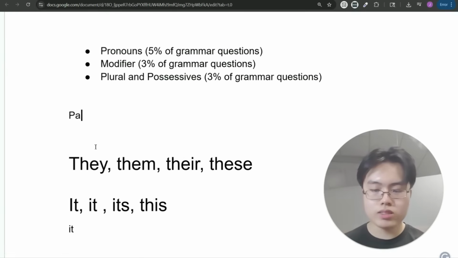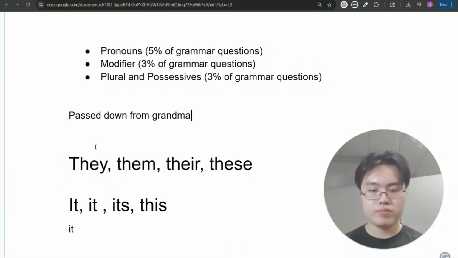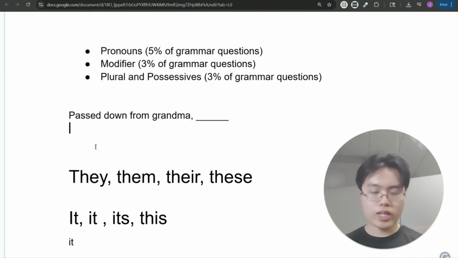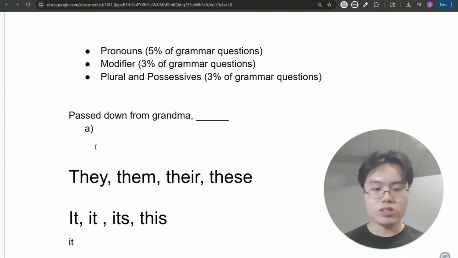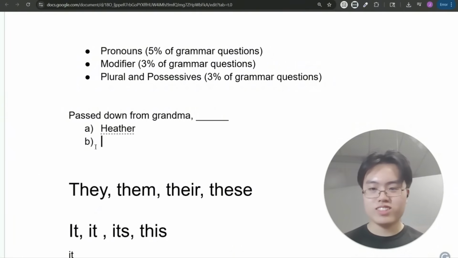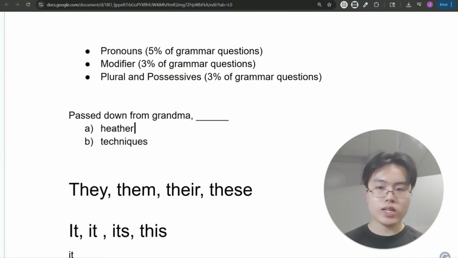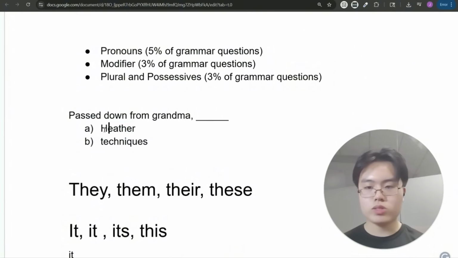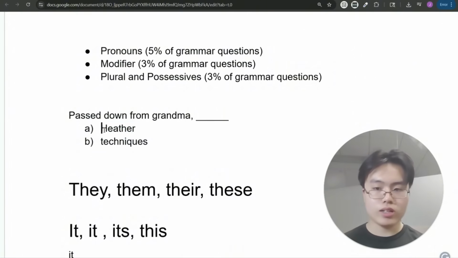Like if I said "passed down from grandma," okay, and I'm blank, and then there are answer choices, and let's say answer choice A was the name of the grandma. I don't know, like Heather. Okay, let's say that's the name of the grandma, and then B, let's say techniques. Okay, which one's the answer? Hopefully you didn't pick A. Oh wait, Heather should be capitalized. What am I thinking? Okay, yeah. Hopefully you didn't say A.